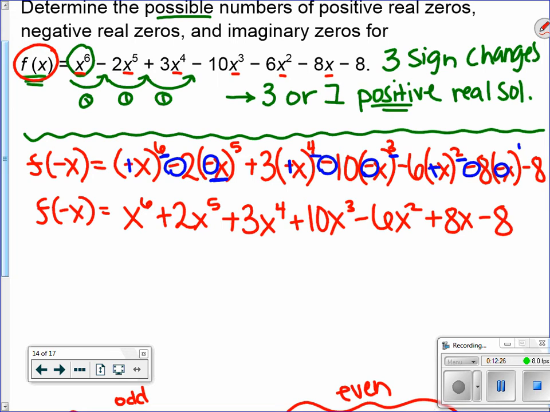Okay, let's go through and figure out all of our sign changes. So we go from a positive to a positive. Nope, to a positive. Nope, to a positive. Ooh, look here. We've got a positive to a negative. That's a sign change. We also have another sign change and another sign change. So 1, 2, 3 sign changes.